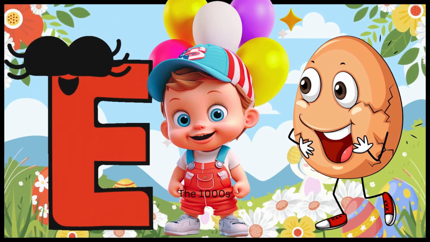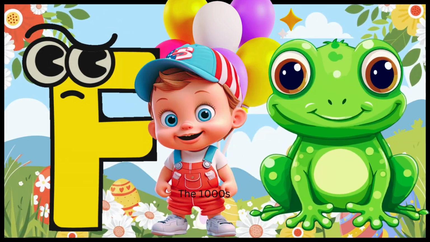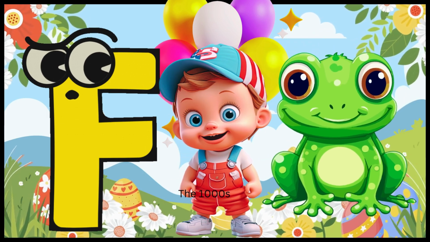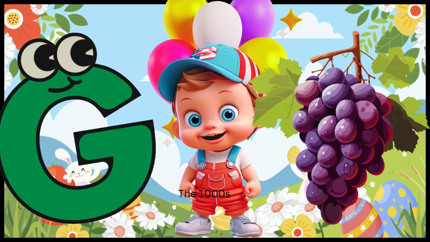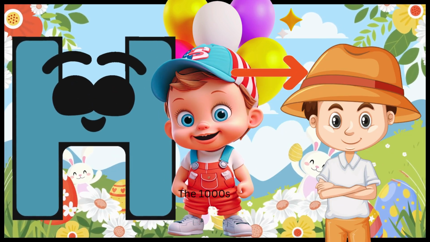E is for egg. Egg means anda. F is for frog. Frog means mendak. G is for grapes. Grapes means angur. H is for hat. Hat means topi.